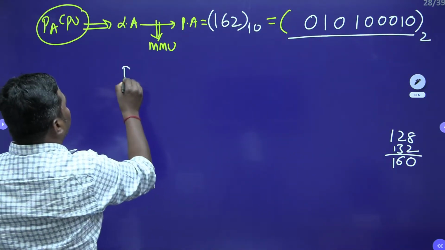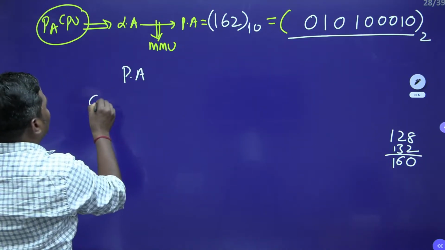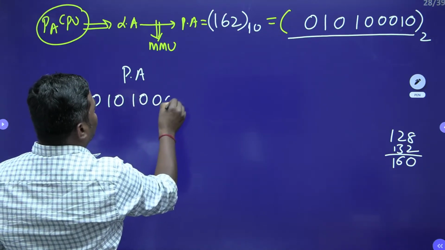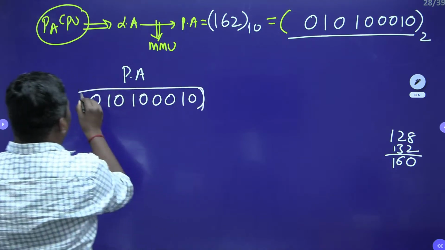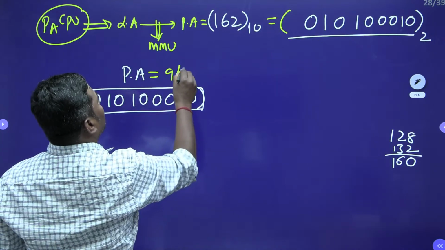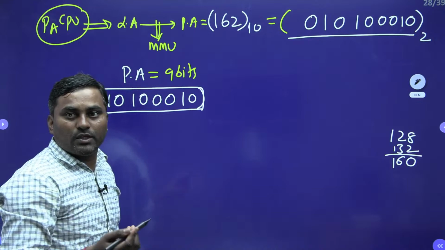Now you have to take this physical address. What is the physical address? 0, 1, 0, 1, then three zeros, then 1, 0. So this 9-bit address comes from the CPU. We got the 9-bit address. Now divide it into 3 parts: word offset, block offset, and tag.